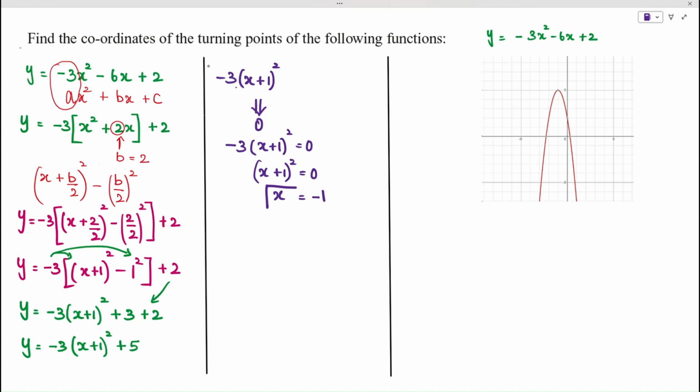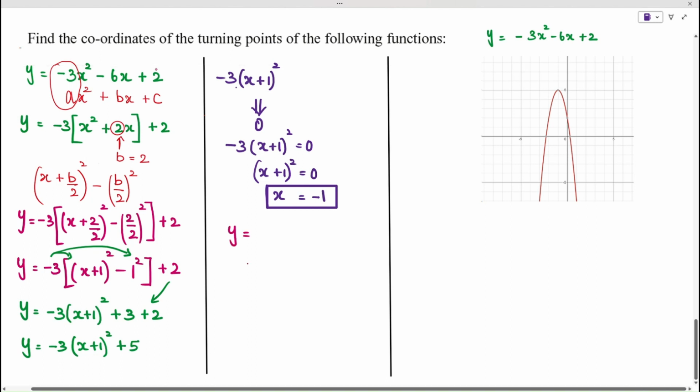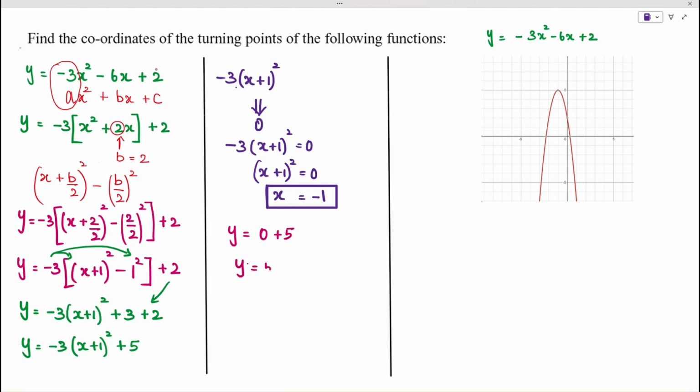And so we now have our x coordinate of the turning point. Now if this section here is equal to 0, we can plug it into our complete the square form to get y. So y is equal to 0 plus 5. So y is equal to 5. And this gives us the coordinates for our turning point for the graph on our right, which is minus 1, 5.